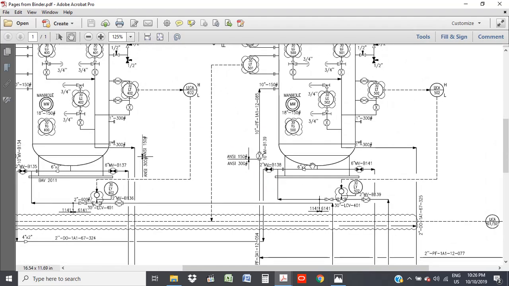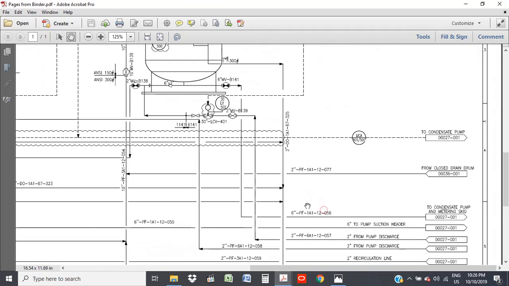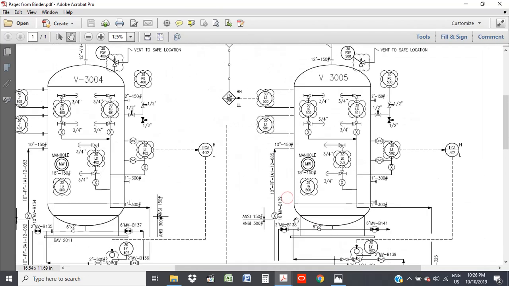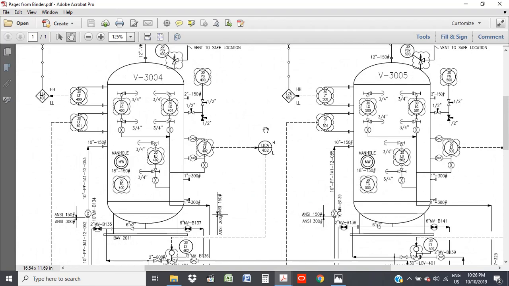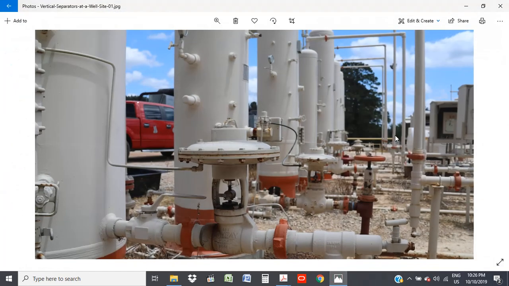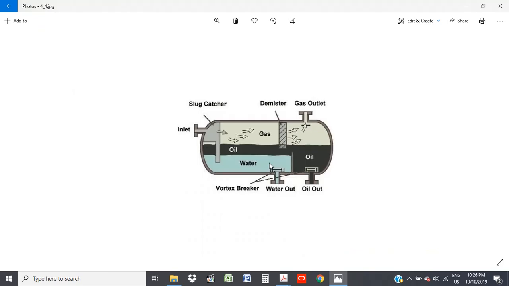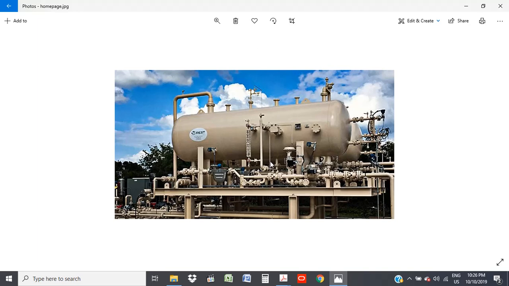So the liquids will come out the bottom and the gas will go out on top, and the liquids would be drained out or sent to a condensate stabilization unit. And this is kind of what they look like. These are control valves. These are level control valves, which determine how much liquid stays in here. This is also a picture of a vertical vessel. This is a horizontal one.